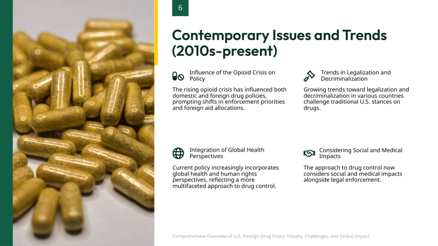In recent years, we've seen the opioid crisis heavily shape drug policy both here and abroad, leading to changes in how enforcement is prioritized and where foreign aid is directed. At the same time, many countries are moving towards legalization and decriminalization, which poses new challenges to the traditional U.S. drug policies. We're also seeing a shift towards incorporating global health and human rights perspectives, highlighting a more comprehensive approach to drug control. Lastly, the conversation now balances legal enforcement with a deeper understanding of social and medical impacts, recognizing the complexity of the issue beyond just criminality.